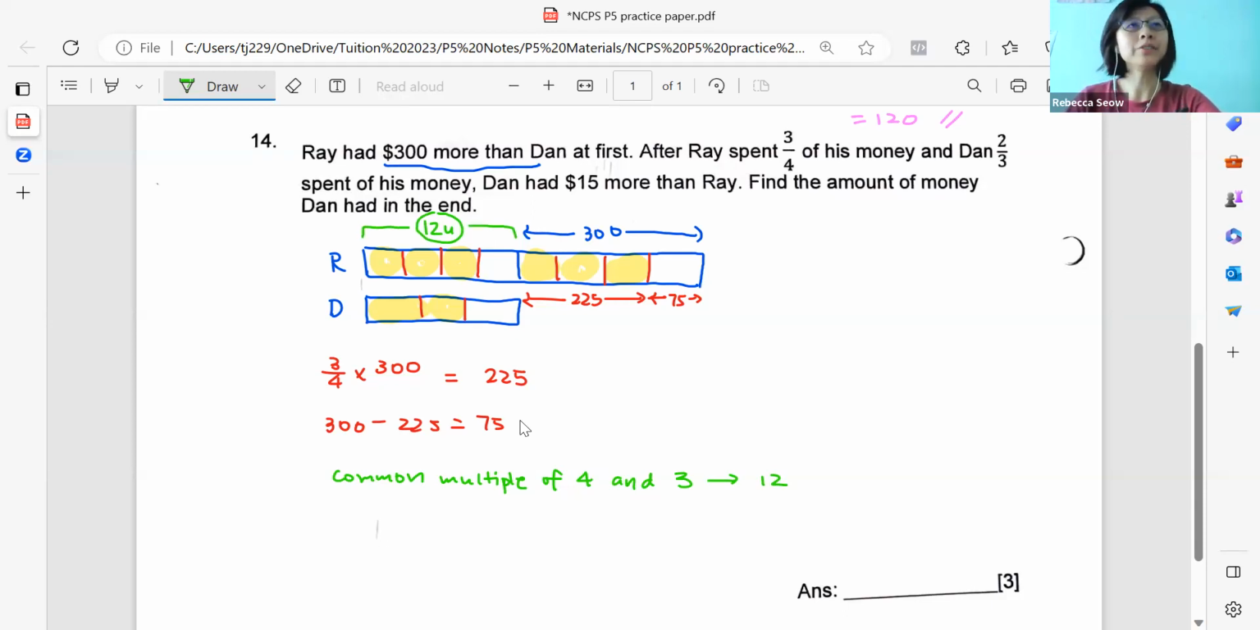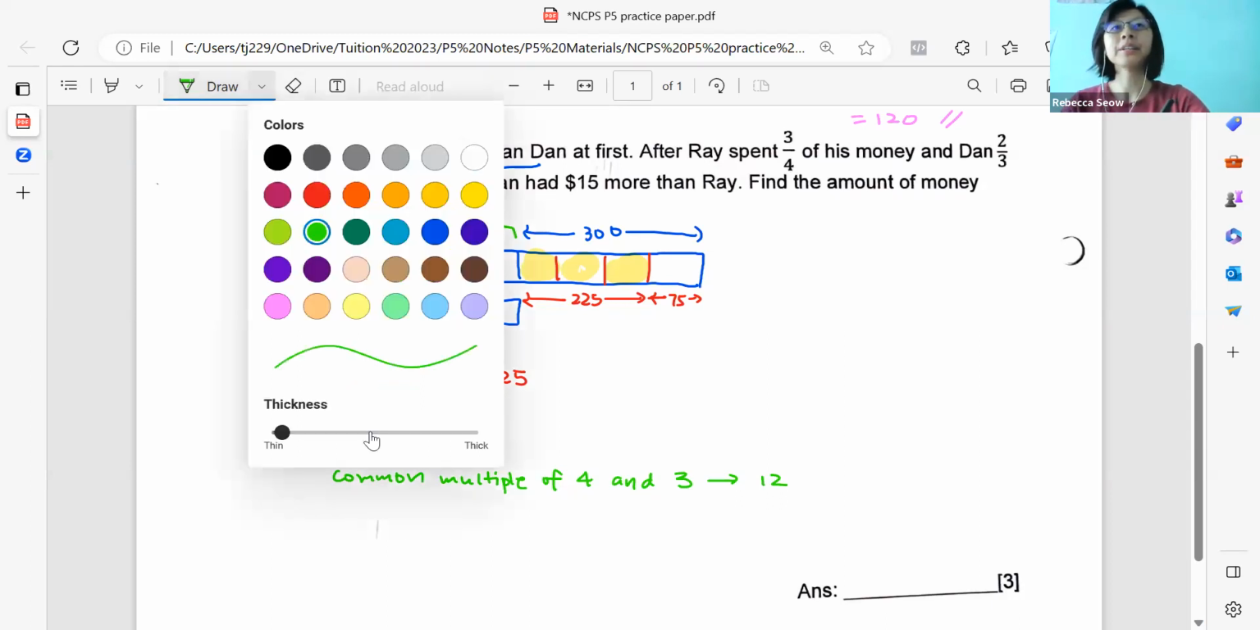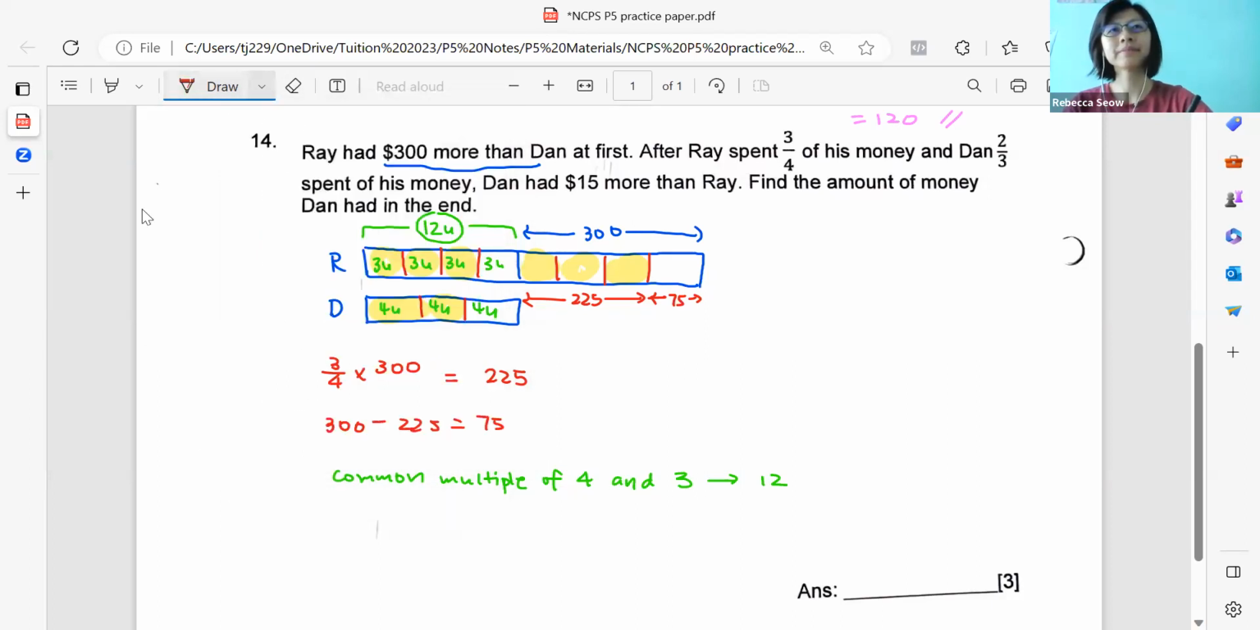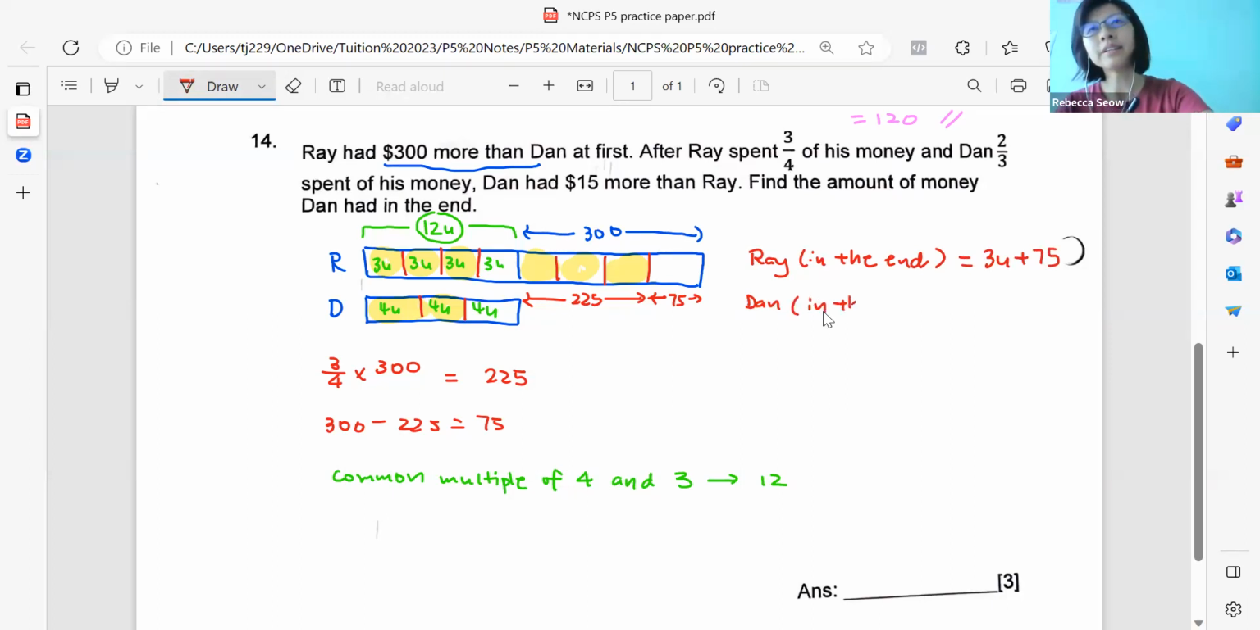For 12 units to be subdivided into 4 equal parts, that would make 3 units each, right? And for 12 units to be subdivided into 3 equal parts, that would be 4 units each. So it looks like we have the number of units of money left for Ray and Dan in the end. Let's do a comparison. Ray, and how much does Ray have in the end? 3 units plus $75. And for Dan, in the end, he would have 4 units.